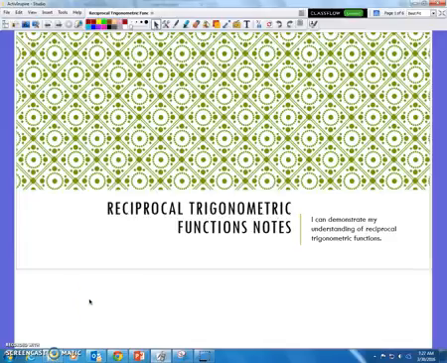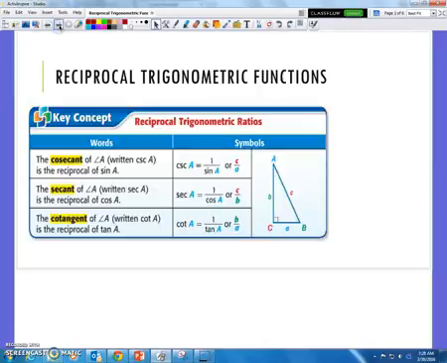Alright, this is Mr. Gillum, and today we're going to learn about the reciprocal trigonometric functions. Those would be cosecant, secant, and cotangent. These are different than the inverse operations, like sine to the negative first power, what we were talking about the other day. These are a little different than that.